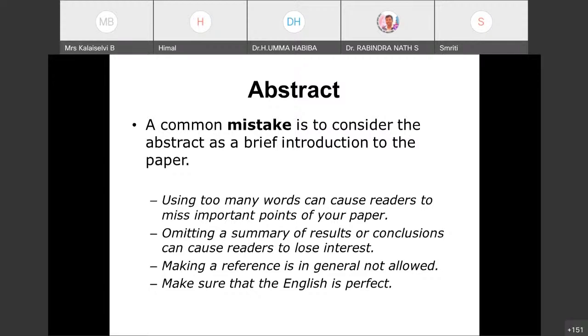Omitting a summary of results or conclusions can cause readers to lose interest. And also, making a reference is in general not allowed, right? So normally in the abstract, we don't write references to other papers and so on. You only talk about your result or your paper, right? And make sure the English or the language that you write is perfect in the abstract, because that's the first place where people will get an idea about your research work, right?